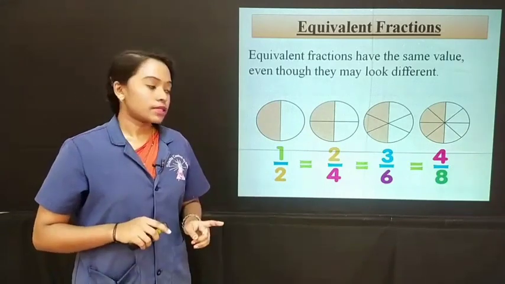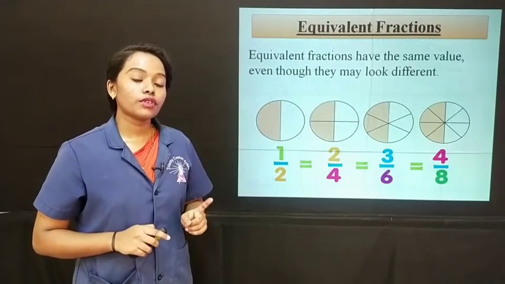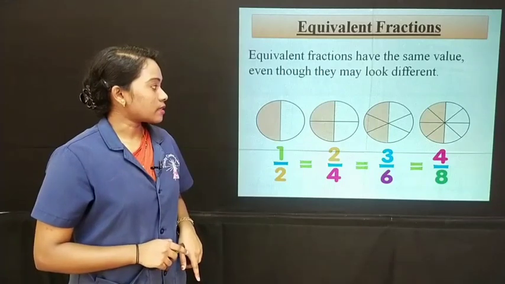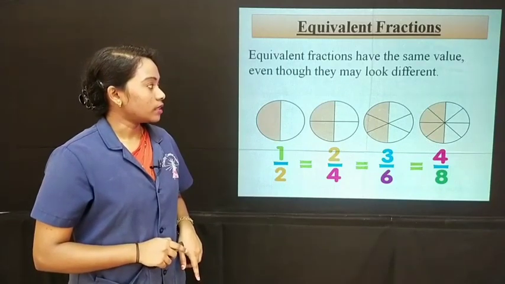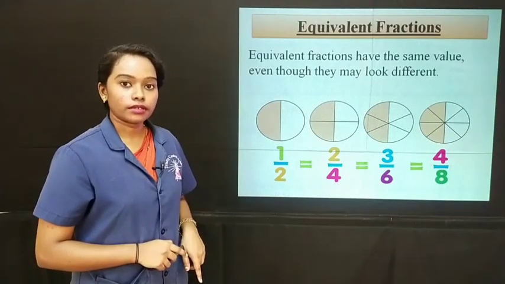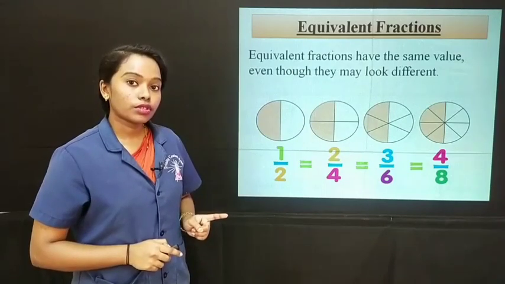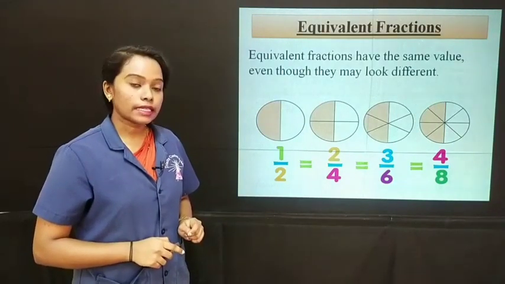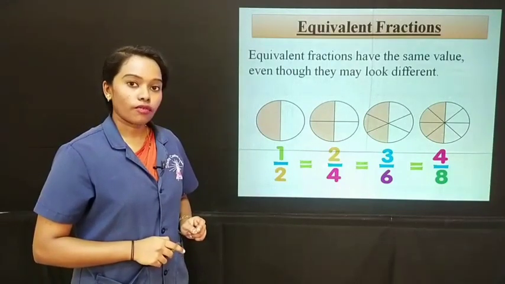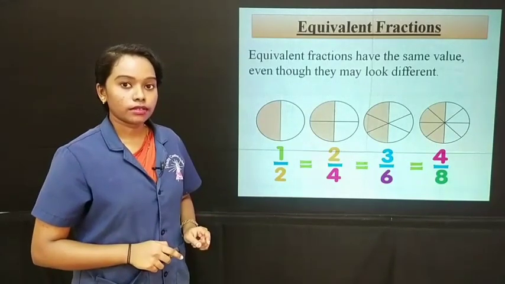If we divide the same circle into 6 equal parts, then the fraction for the shaded portion is 3 by 6. See, 1, 2, 3. 3 out of 6 parts of a circle are shaded. If we divide the same circle into 8 portions, then the fraction is 4 by 8. 1, 2, 3, 4. 4 out of 8 parts of a circle are shaded.